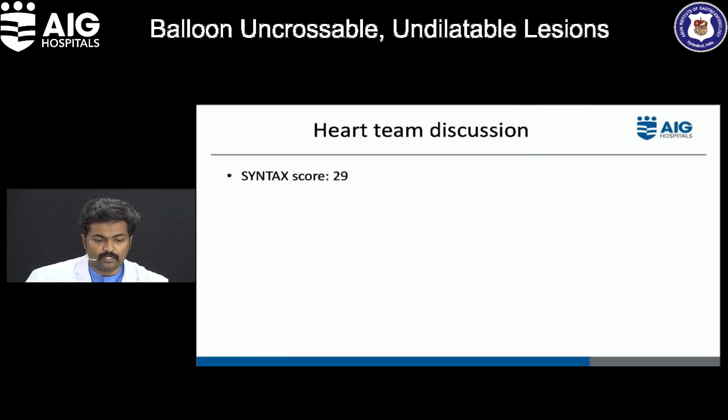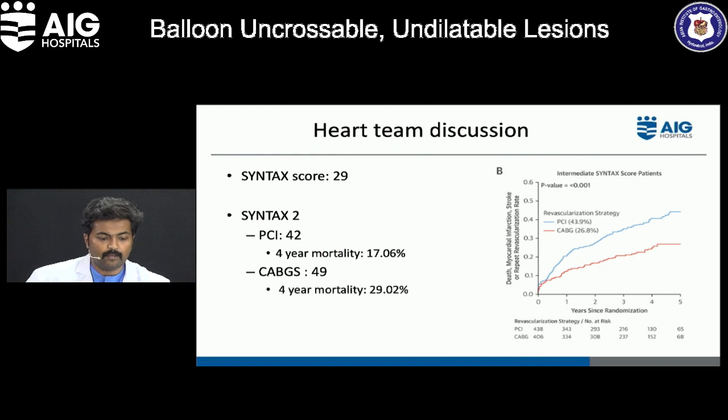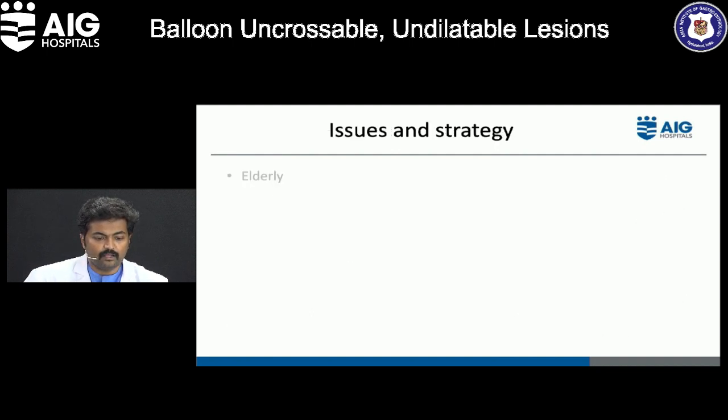So we had a heart team discussion about this patient. The SYNTAX score which was calculated was 29, and the SYNTAX 2 for PCI was 42 with a 4-year mortality rate of 17%, and for CABG the score was 49 with a 4-year mortality of 29%. So after a heart team discussion, and the patient wanted a PCI, finally it was decided for a PCI.